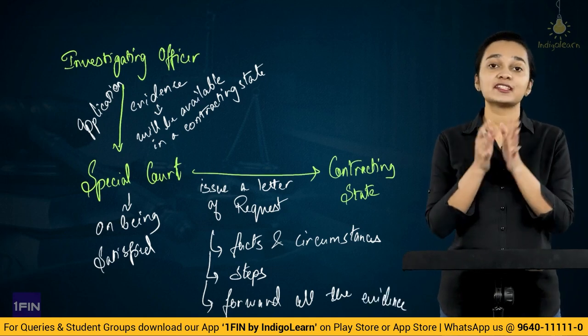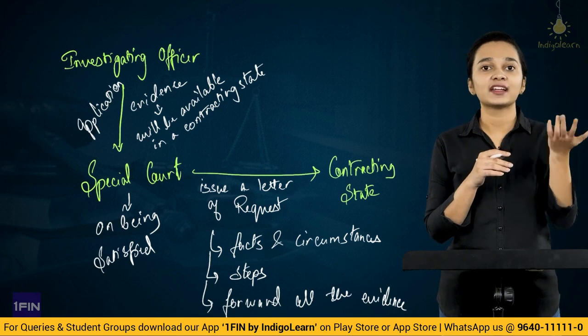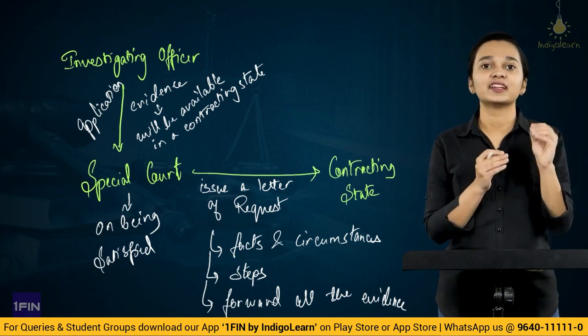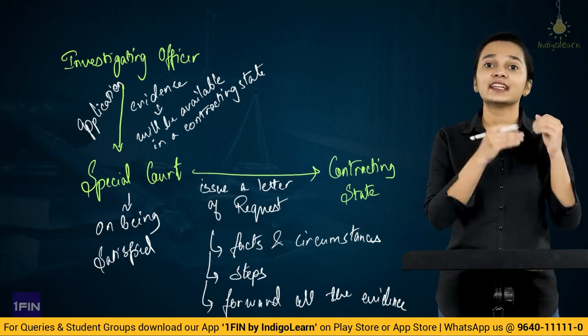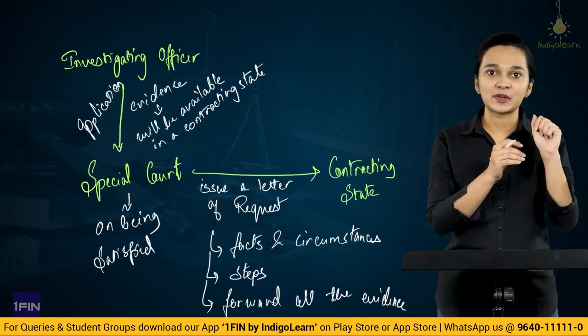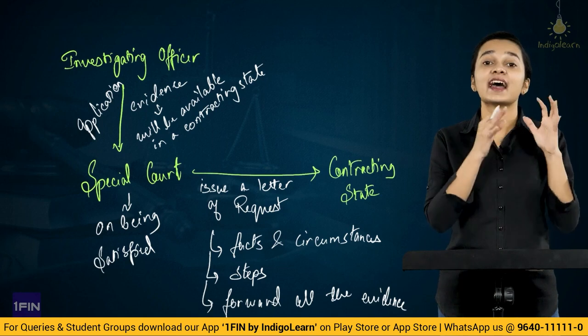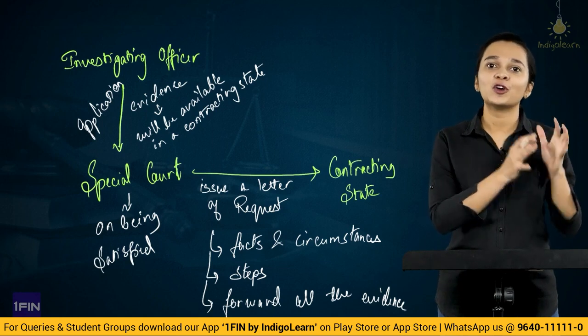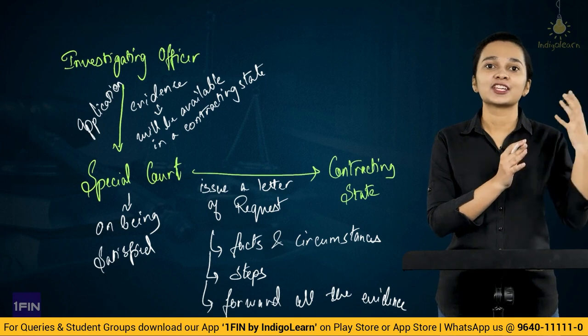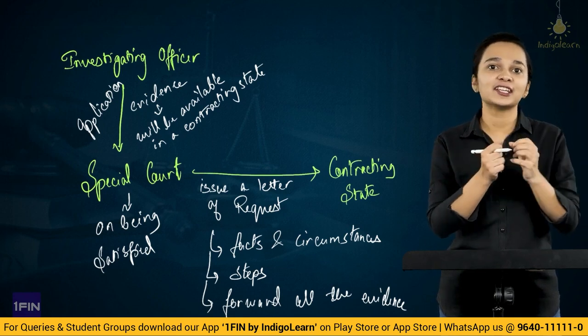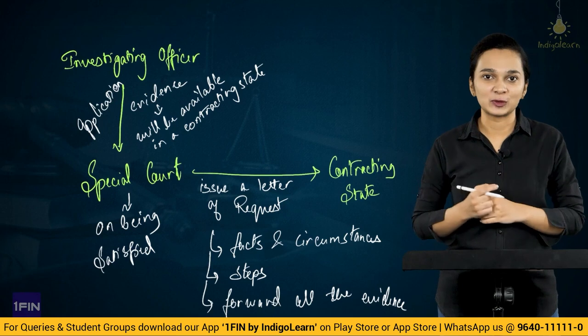So the special courts may issue a letter of request to that other contracting state, wherein they will ask them to examine the facts and circumstances of the case, take some steps as specified by the special court in the letter of request, and also forward all the evidence which they have collected during the course of their investigation or inspection, and forward every information collected to the special court.